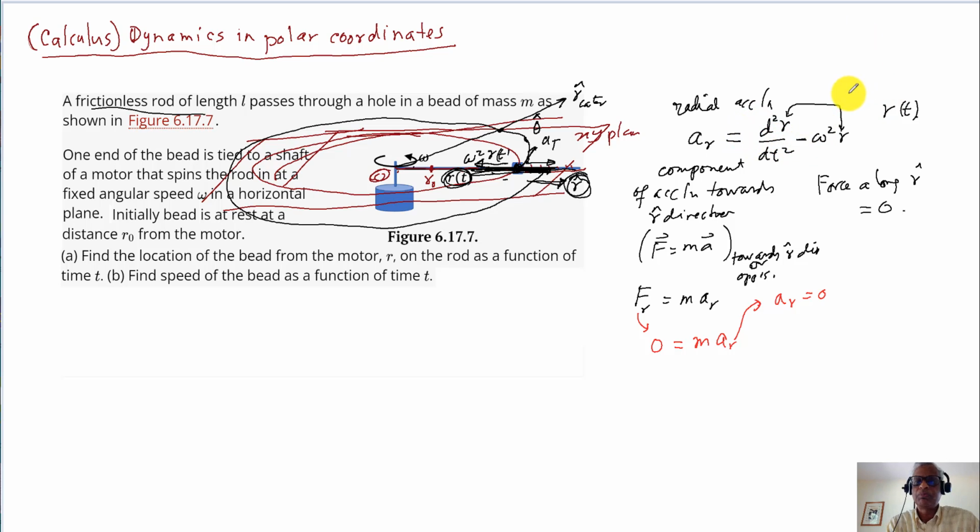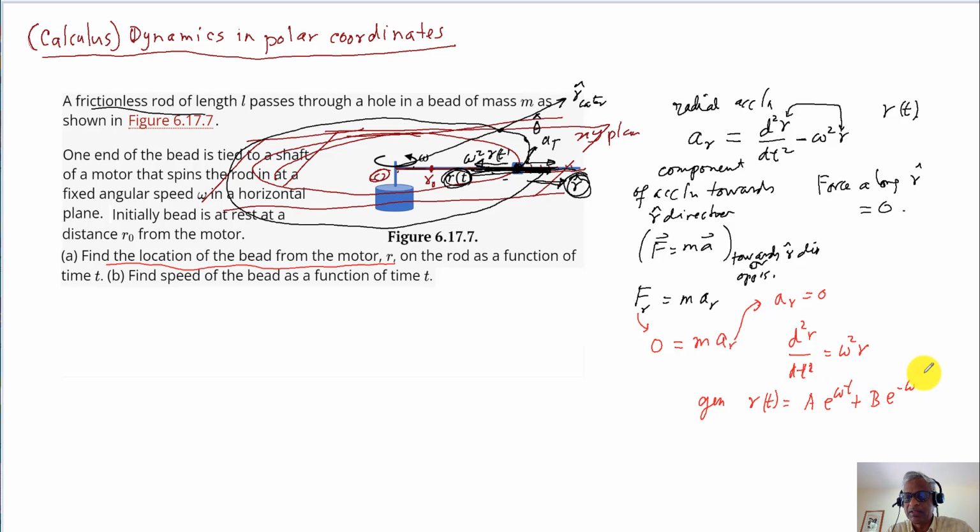which, if I solve that, I should be able to get the location of the bead, right? So this equation is d squared r dt squared equals omega squared r, and this is a second order differential equation. So a general solution is r of t equals a e to the power omega t plus some b e to the power minus omega t. Now a and b have to be obtained from initial conditions. So this is a general solution.